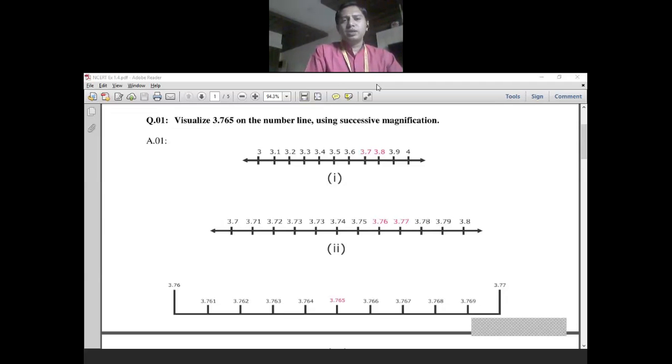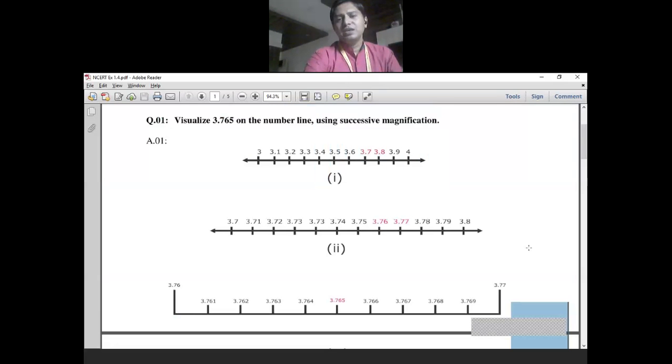We further magnify 3.7 and 3.8. When we magnify 3.7 and 3.8, it will have 3.71, 3.72, 3.73, 3.74, 3.75, 3.76, 3.77, 3.78, 3.79 and 3.8. Now, we can easily identify that 3.765 will lie in between 3.76 and 3.77. We will further magnify it to 3.761, 3.762, 3.763, 3.764, 3.765, 3.766, 3.767, 3.768, 3.769 and 3.770.